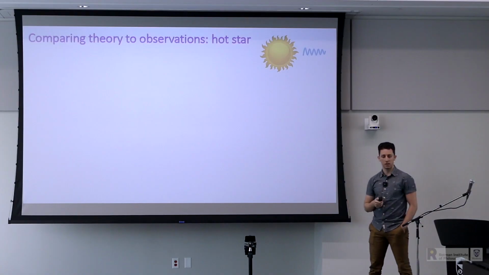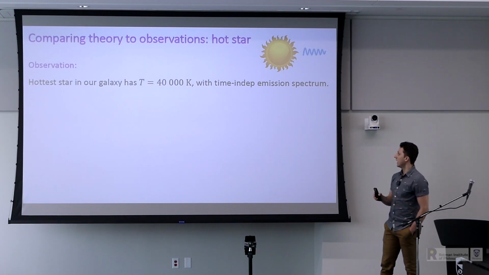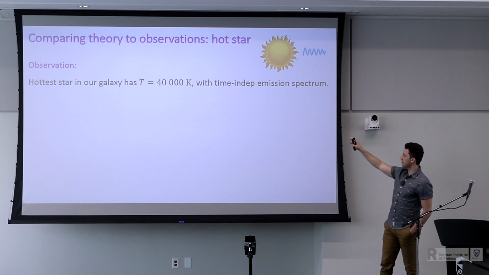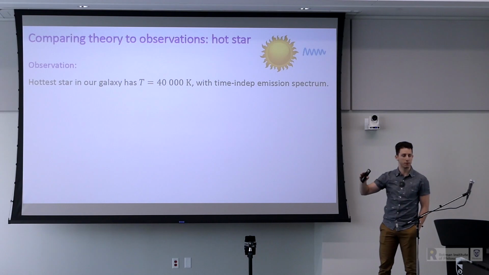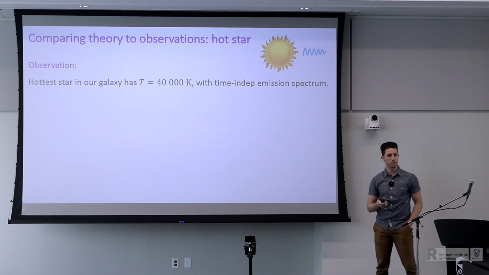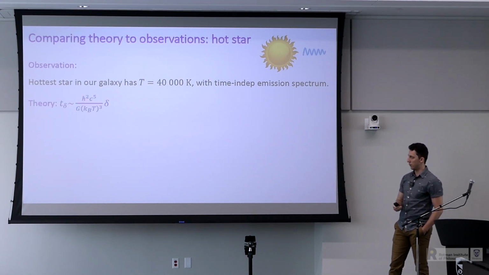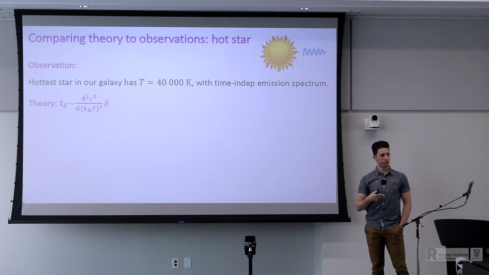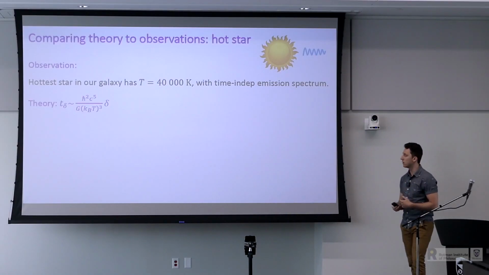Let's do the same thing now for a star. It's another example of a thermal object. Our observation is that there are stars in our galaxy with temperatures of about 40,000 Kelvin. And we find that these stars have roughly time-independent emission spectra. They don't change over the years. Our theory can predict how long it would take for a star to emit enough gravitational waves so that the temperature decreases enough for its emission spectrum to change by an observable amount.